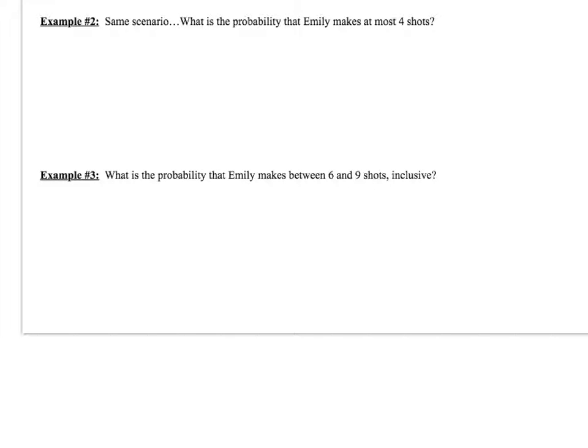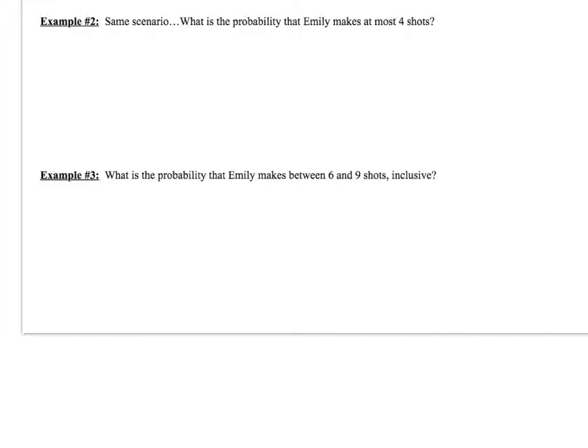All right, so here are two additional examples. First one is going to use the same scenario with Emily, the free throw shooter. I want to know what's the probability that Emily makes at most 4 shots. And then in example number 3, what's the probability that Emily makes between 6 and 9 shots inclusive?